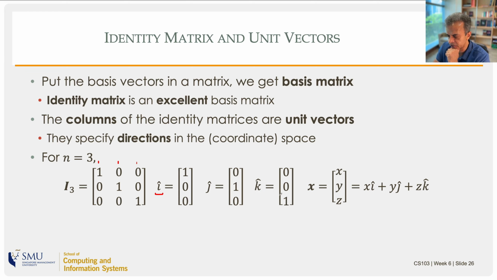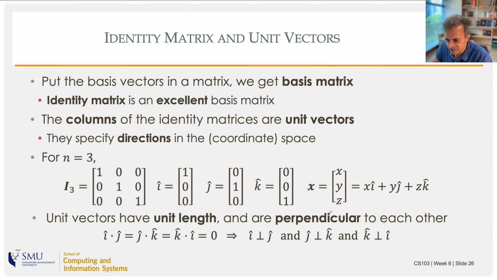Any vector x, y, z can be expanded along i hat, j hat, and k hat, and can be expressed as a linear combination of these three vectors, as you can see very easily. Multiply the first one by x, so you get x here. The second one will get a y here, and the third one will get a z here. Add them up, you get the vector that you're trying to specify.